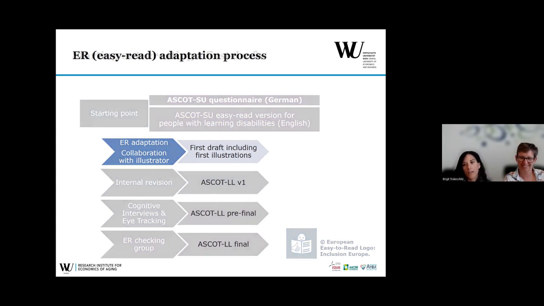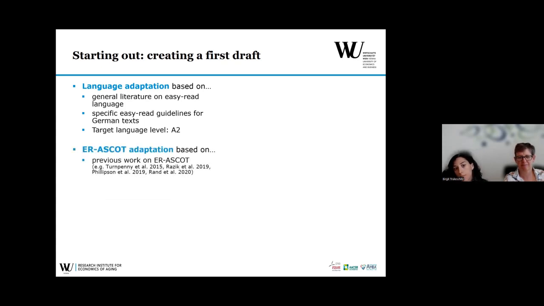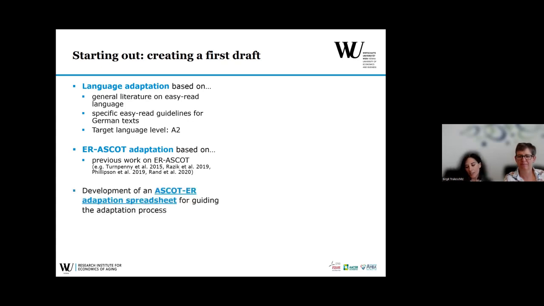How did we start out? How did we create the first draft? We did a language adaptation, and we used general literature on Easy Read guidelines and also specific Easy Read guidelines and resources for German text. As Birgit said before, the target language level was A2. We did the adaptation also based on the previous work we just heard about. To do the first version, we set up this Easy Read adaptation spreadsheet to guide us through the process so we don't leave out or forget anything. And we carried out the adaptations individually.